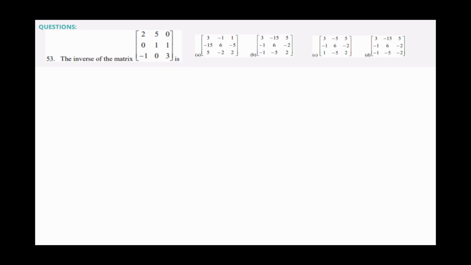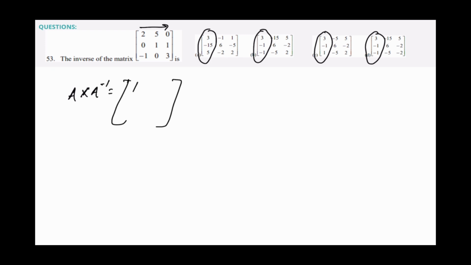Okay, so for the inverse, if you see the options, they are 3, minus 1, minus 1; 3, minus 1, 1; and 3, minus 1, minus 1. And you can see this one is entirely different. So A into A inverse will give you I, correct? And that is equal to 1 0 0, 0 1 0, 0 0 1, correct? So what are you going to do? We'll just multiply this and this.